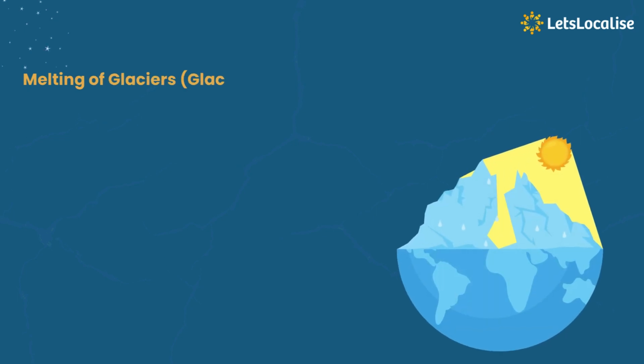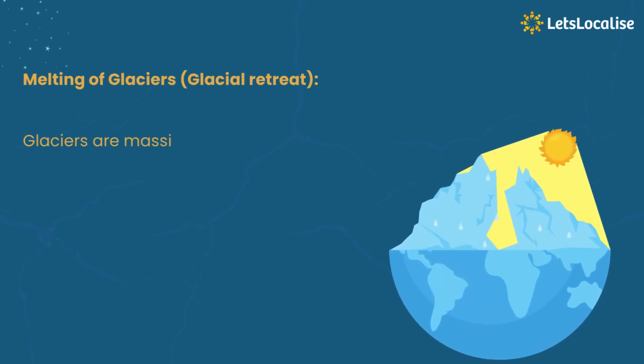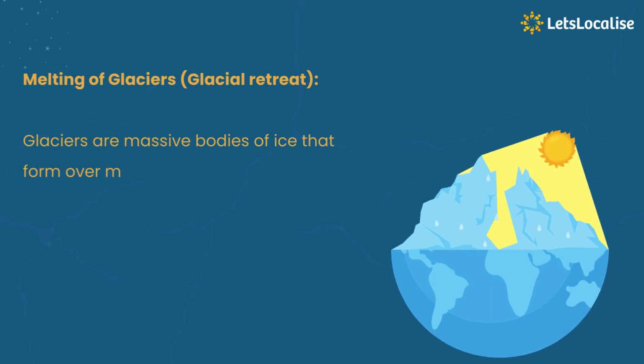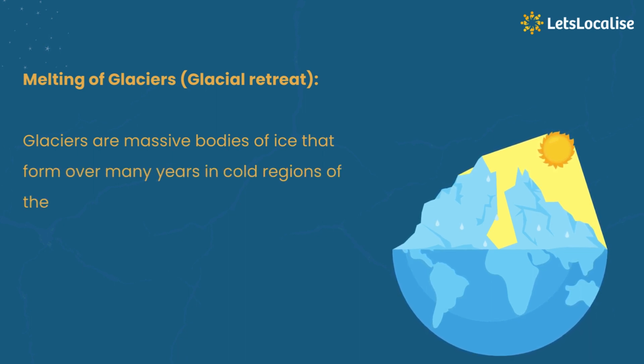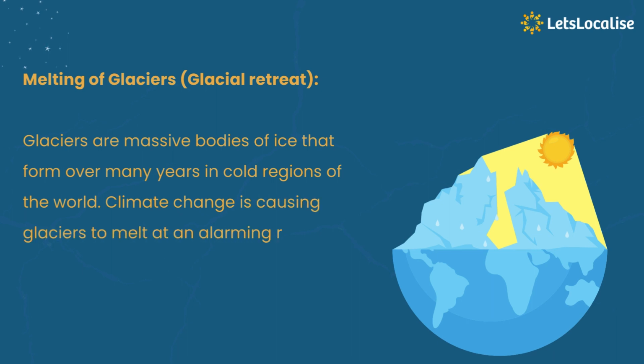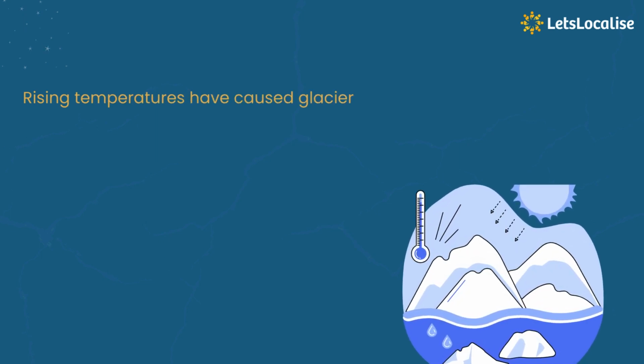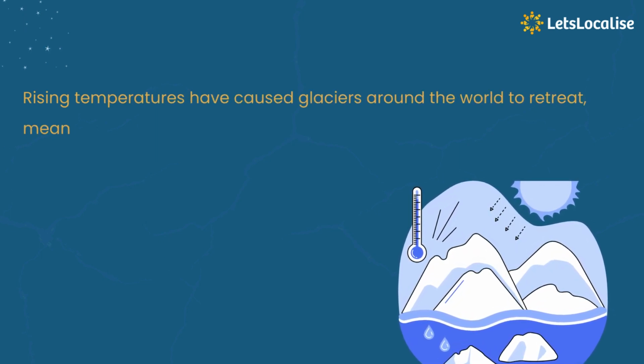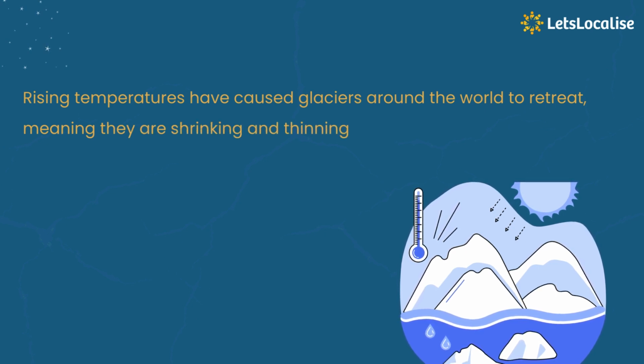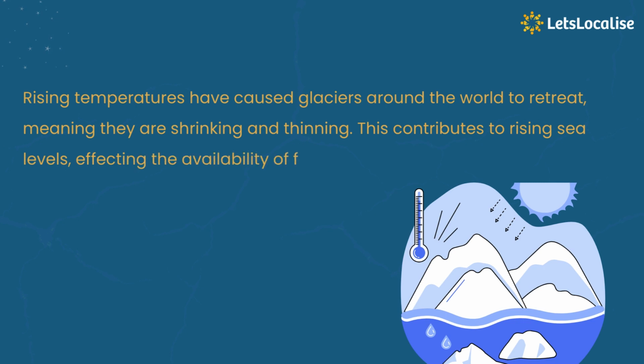Melting of glaciers, glacier retreat. Glaciers are massive bodies of ice that form over many years in cold regions of the world. Climate change is causing glaciers to melt at an alarming rate, with profound consequences for both environment and human societies. Rising temperatures have caused glaciers around the world to retreat, meaning they are shrinking and thinning. This contributes to rising sea levels, affecting the availability of fresh water in many regions.